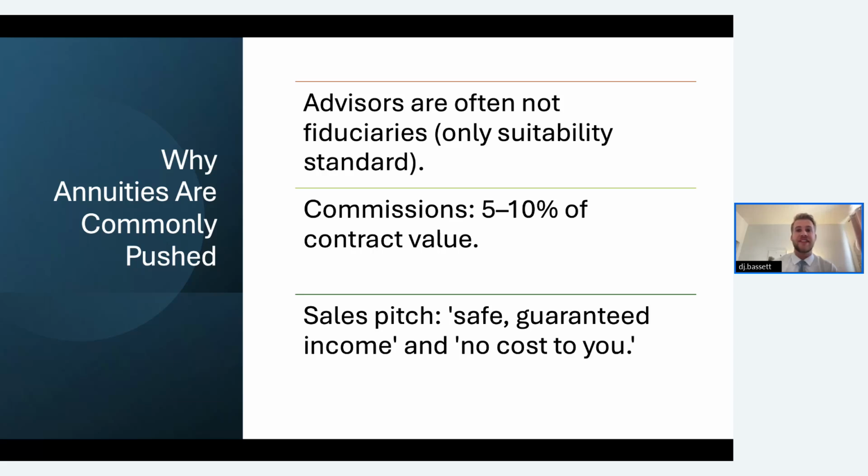Sometimes it can be 5 to 10% of the contract value. Let's say you have $100,000. That could be a $5,000 to $10,000 commission for an advisor. It's very enticing for them. They really like that. It's a one-time upfront payment, and it is not paid by the client, the individual. It is paid by the insurance company.